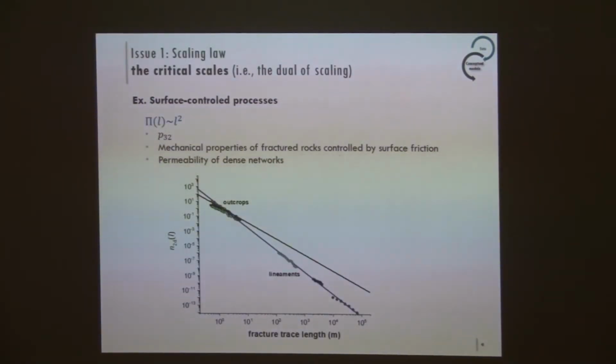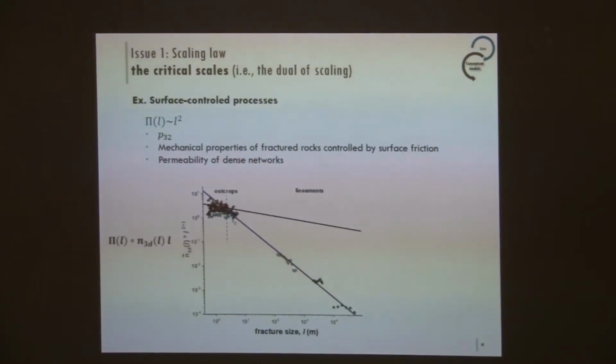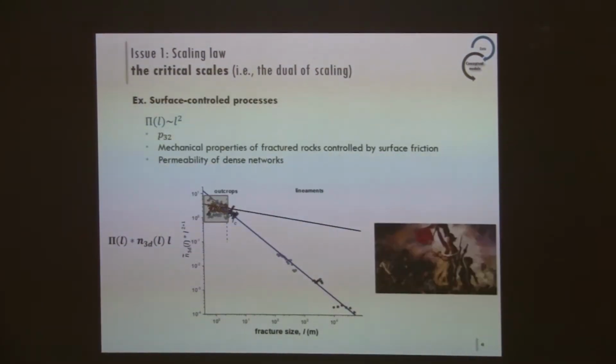You start from the 2D distribution. These are data. And then you switch to this expression. So what you see is that you are totally dominated in terms of surface by the smaller fractures in your system. You are in this regime. For surface, the total surface of a fracture system is dominated by the smaller ones.